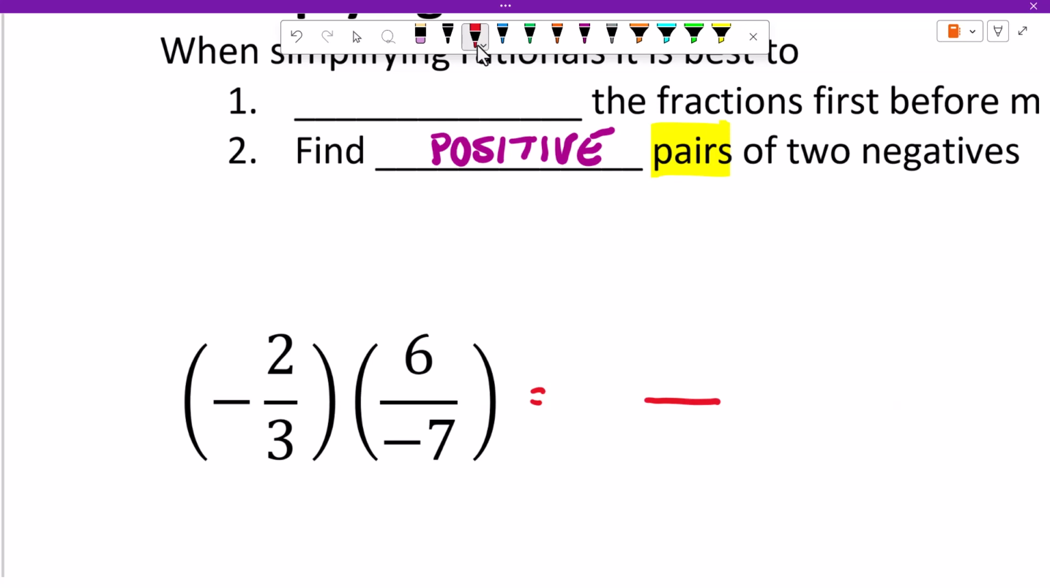Right? We have two negative signs here. They're going to cancel each other out. So it's going to be positive. Okay.